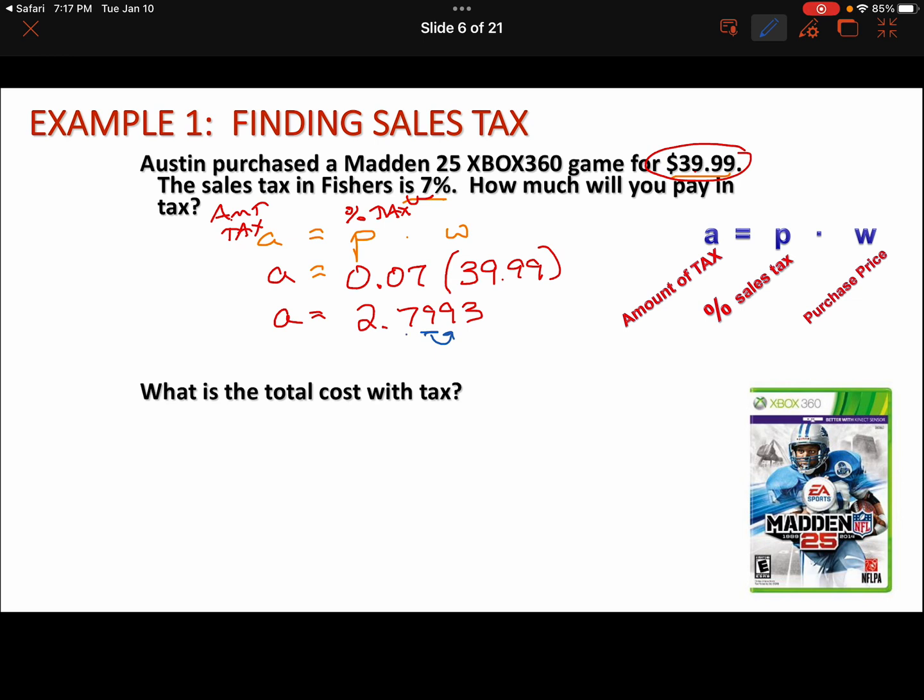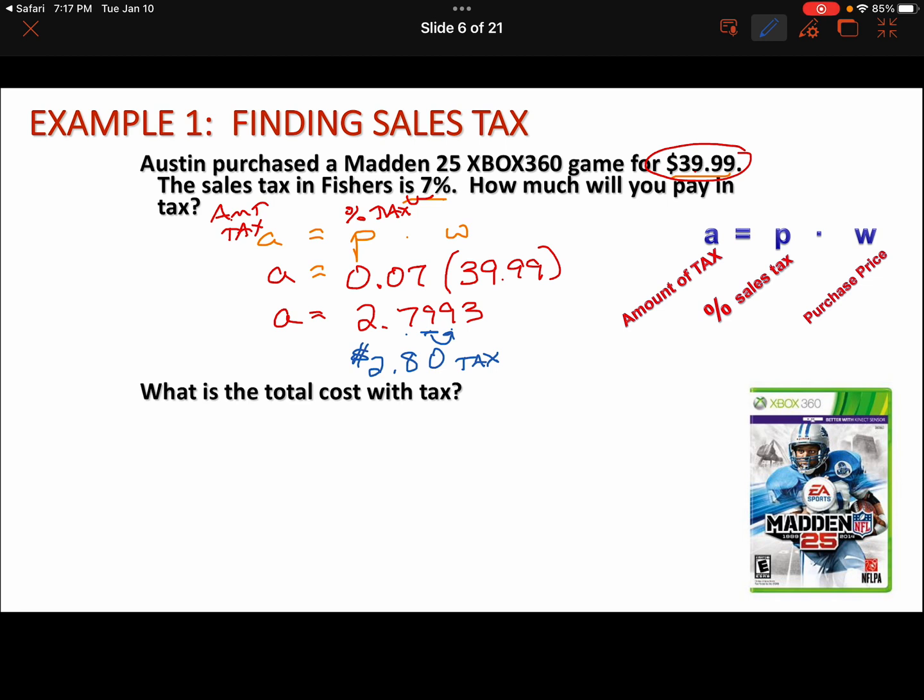And this is 79 cents, so it's either going to become 80 cents or stay 79. But because there's a 9 behind the other 9, this 9 becomes 10, this 7 becomes 2, and so $2.80. And that would be the amount that you're paying in tax.